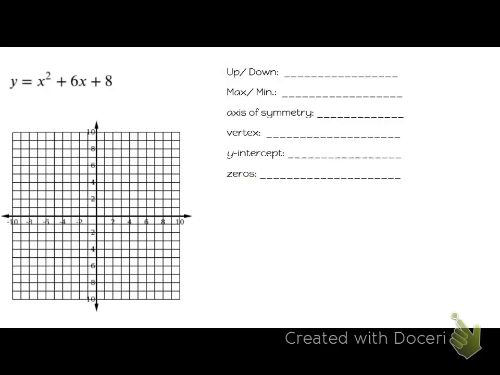So we're going to solve each quadratic by graphing. First thing we're going to do is look at the equation. You guys are going to tell me if this quadratic or this parabola is going to have a maximum or a minimum based on the equation. So what do you guys think? Based on the equation?